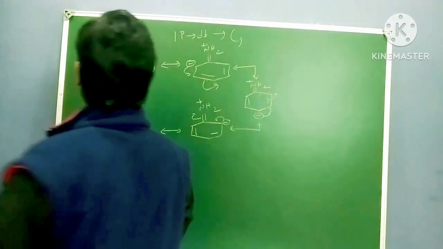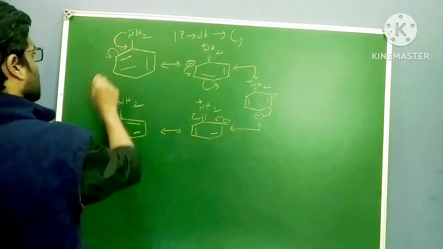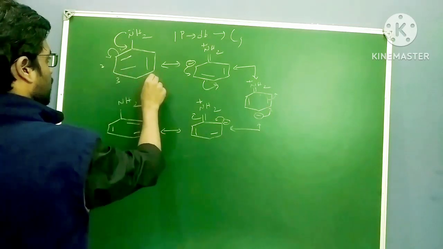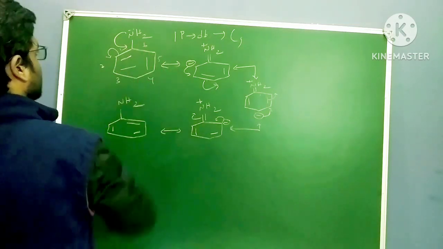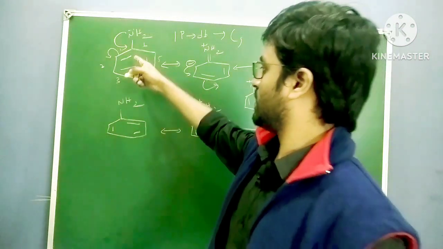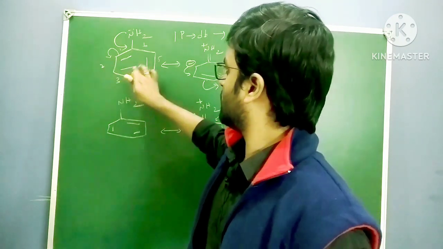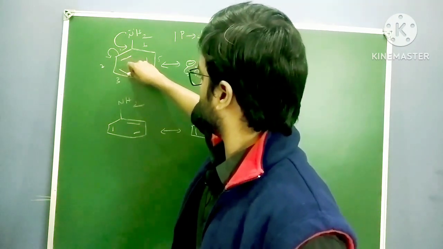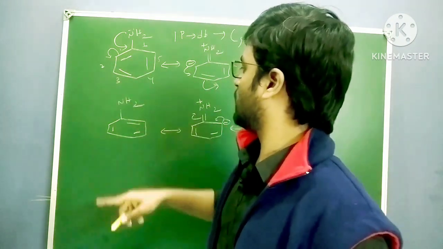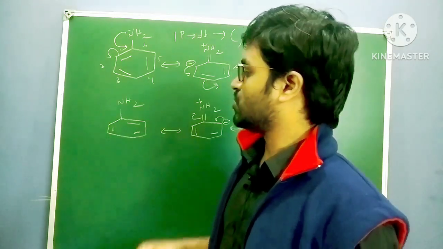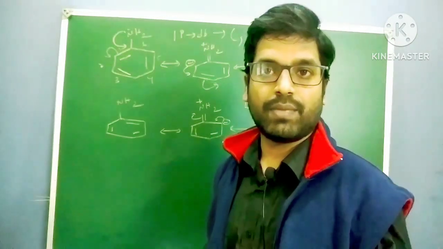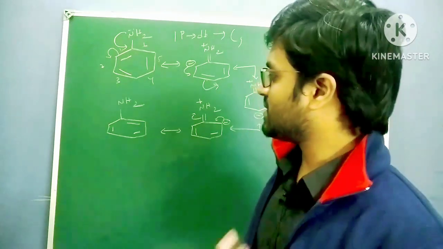Suppose I am taking here 1. So first of all, second, third, fourth, fifth bond, sixth bond. So first bond here double bond, here single bond, right? Second bond here single bond. Dekho, second bond here single bond, second bond here double bond. So double bond becomes single bond, single bond became double bond, right? So this is the conclusion.